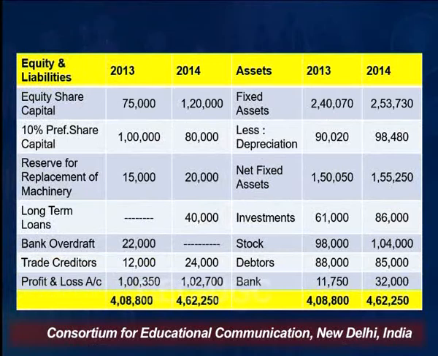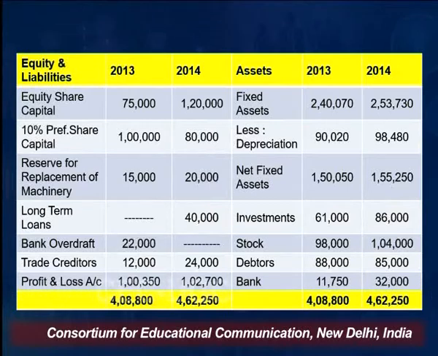First of all, we are provided with the value of 2013, and then subsequent year, that is 2014. On the asset side also you have 2013 and 14. On the liability side, we have equity share capital, we have 10% preference share capital, we have reserve for replacement of machinery. See, this is a new item which we have come across. So you can have numerous items of this kind, need not get disturbed with that. You have to simply understand what is the impact of it.